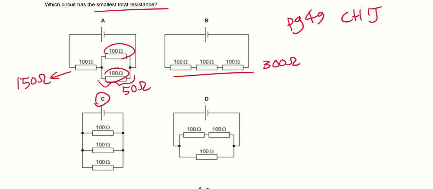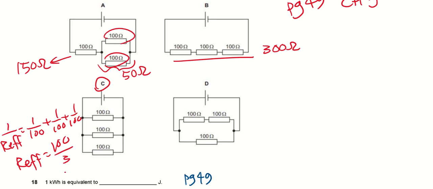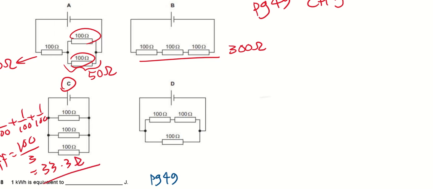For C, I'll get 1 over 100 plus 1 over 100 plus 1 over 100, and this will be equal to 1 over REFF. So I still need to flip it around. So REFF equals 100 divided by 3. So I get 33.3. So far C has the smallest resistance.